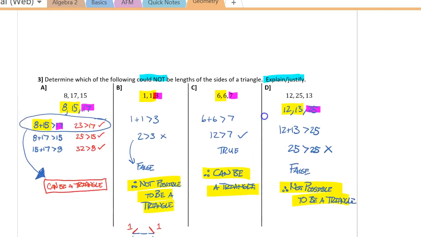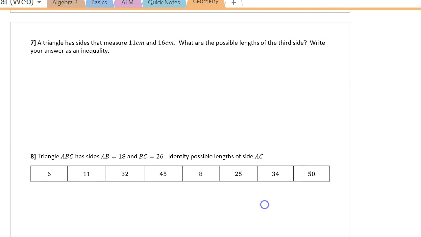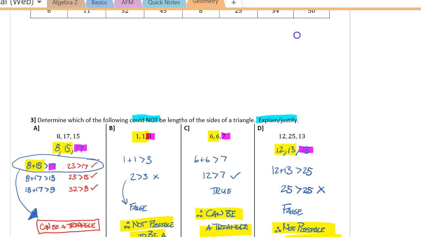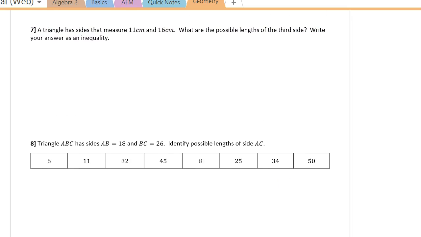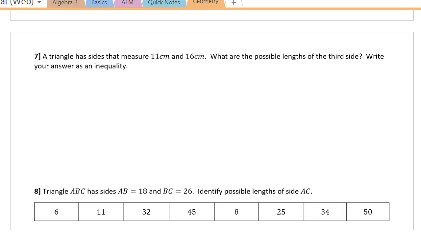Okay. Now, going back up to question number 7. 7 and 8 are very similar. We're not determining whether it could be a triangle like in 3. We're actually determining the range of values for a possible third side. Okay, so to figure out the range of values for our possible third side, we must remember that the sum of the lengths of any two sides of a triangle must be greater than the length of the third side.